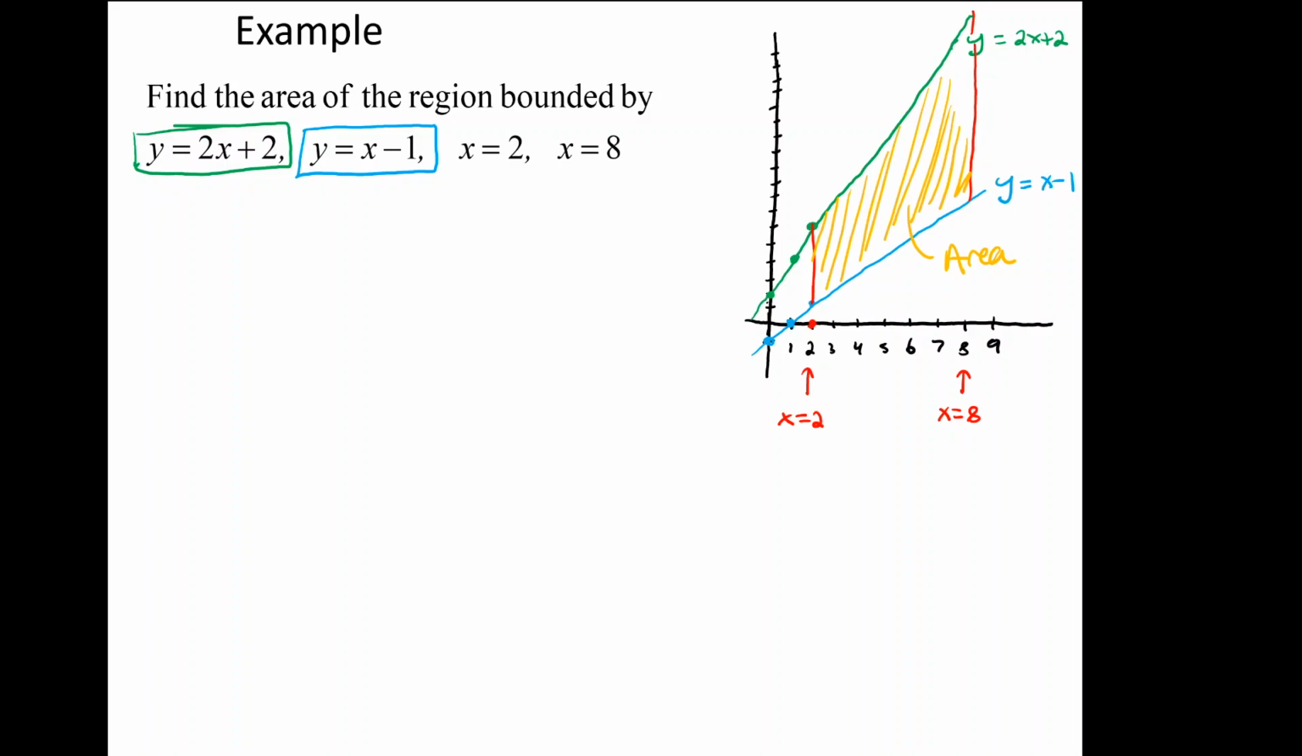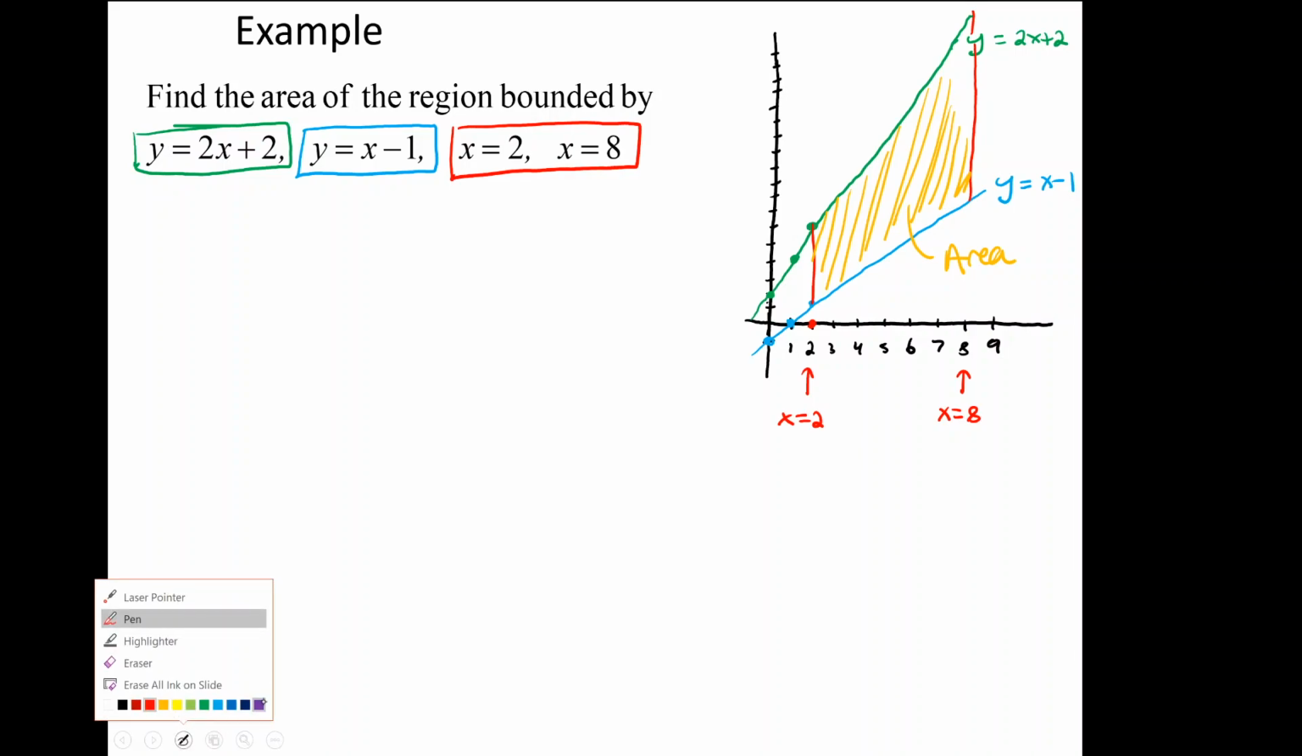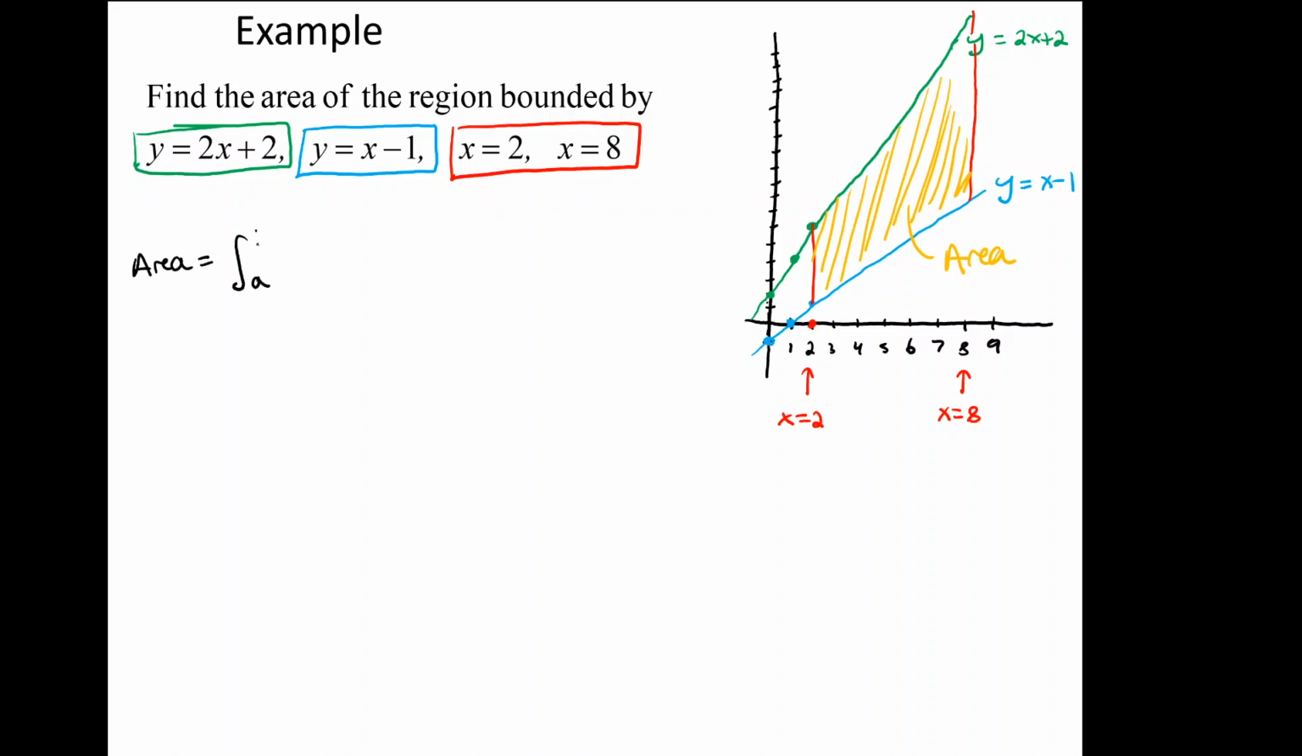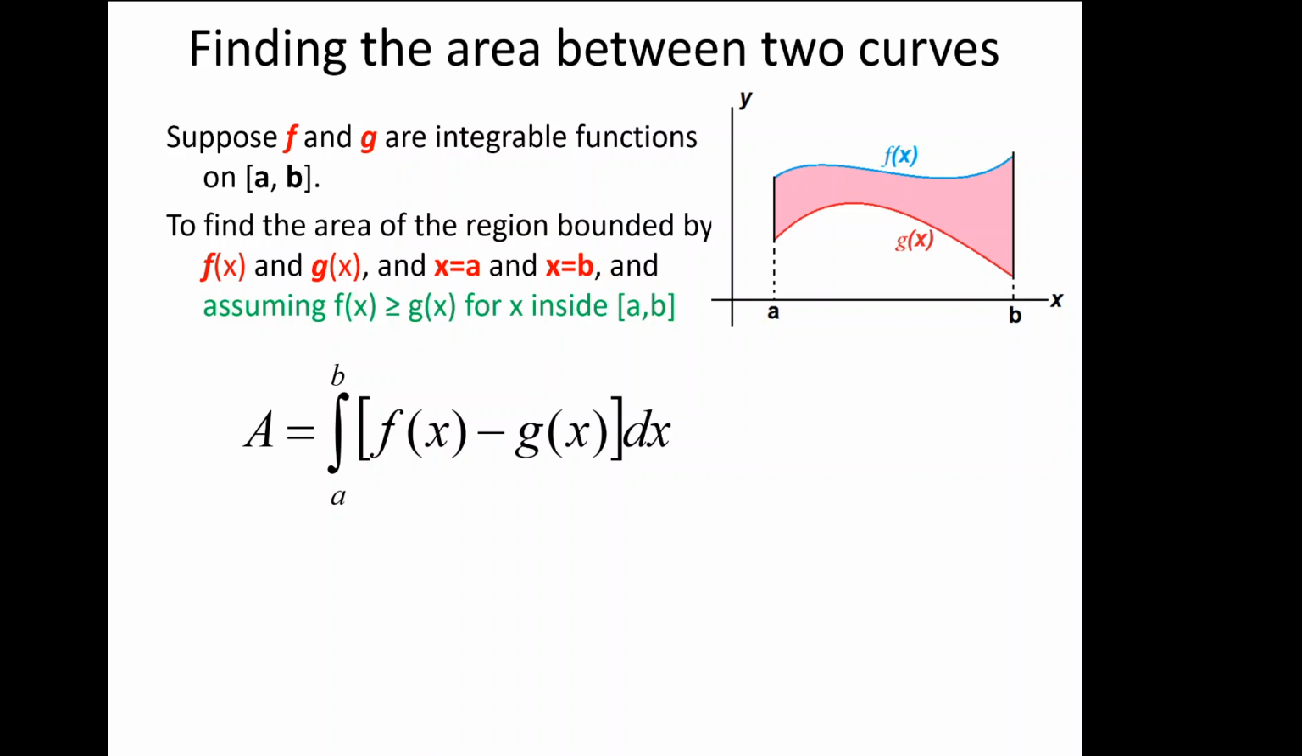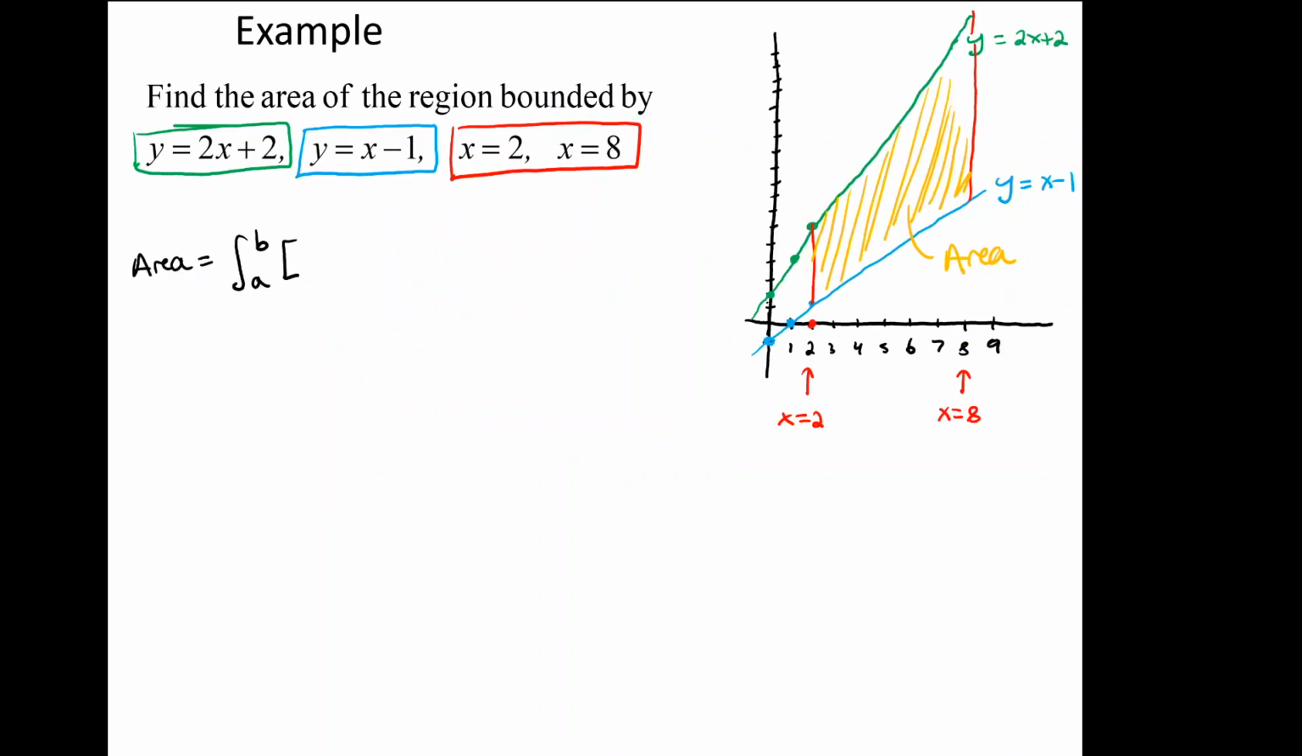All right, next we can construct our integral, the area that represents the integral. So area equals the integral from a to b of f of x minus g of x. So keep in mind that we have to subtract the function that's larger. So in our previous formula, assuming f of x is larger than or equal to g of x, which one's larger? Well, the green one is larger. We're just going to write f of x minus g of x and sub it in.